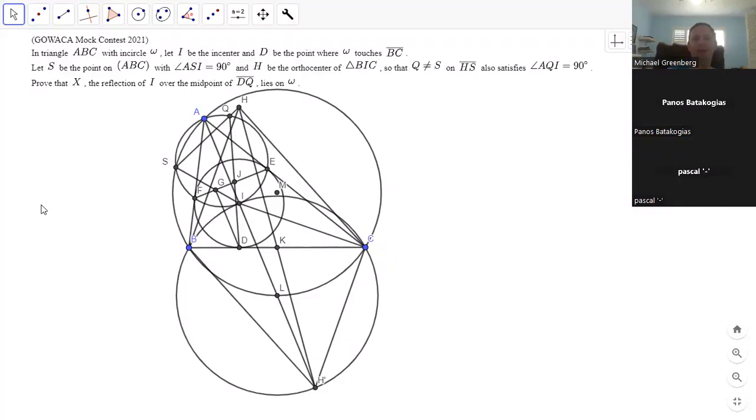But yeah, Q is just such a weird point. I don't really know how to use point Q. It's just very odd.